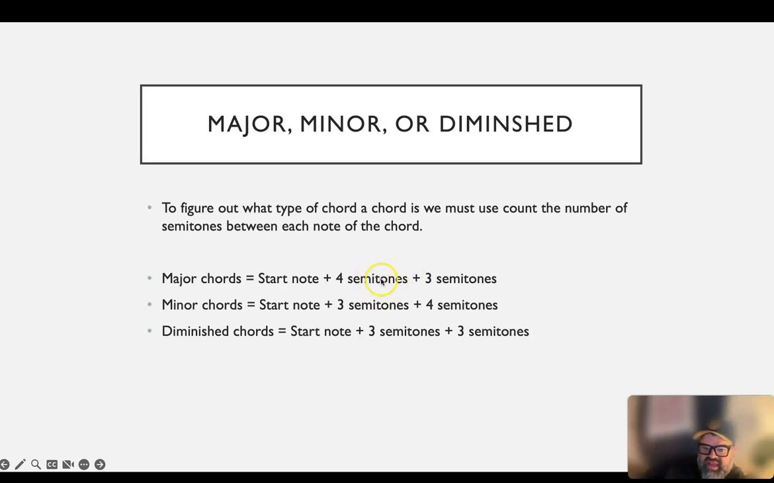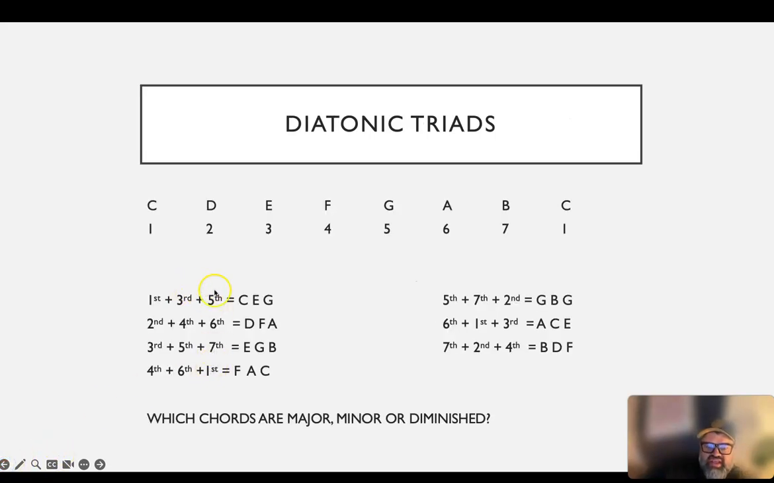And then if we take E now and we count forward 3 semitones, E to F being 1, F sharp being 2, G 3. So that C, E, G is start note of C, 4 semitones to E, then 3 semitones to G. So if we go back to the previous slide, we can see that first chord is going to be major. If we look at D, F, and A, the second chord, well, it's a little bit different.